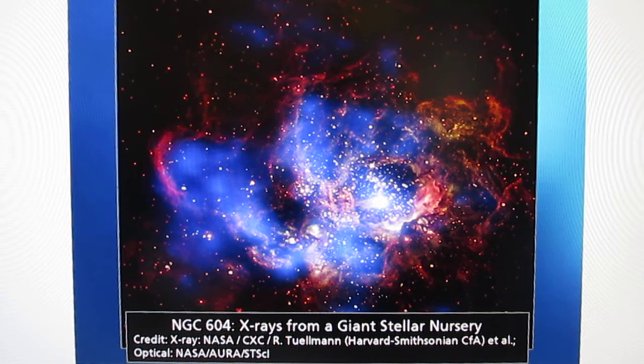The space-age color composite of X-ray data from the Chandra Observatory and Hubble optical data shows that NGC 604's cavernous bubbles and cavities are filled with a hot, tenuous X-ray emitting gas. Intriguingly, NGC 604 itself is divided by a wall of relatively cool gas.